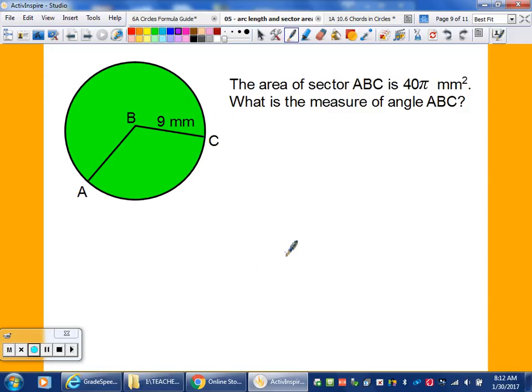Let's do another one. All right, the sector area. They give you the area on this one, guys. The sector area is 40 pi. This is pi times my radius of 9 millimeters squared. And they want the arc measure of angle ABC. Again, my pi's cancel. So I'm going to do 40 times 360, which is 14,400.